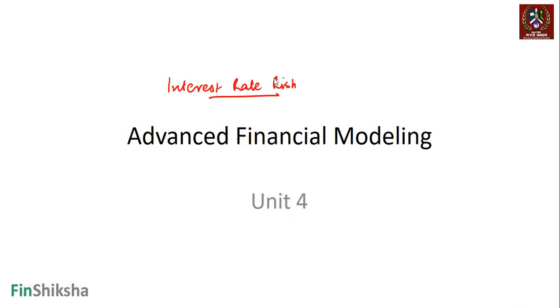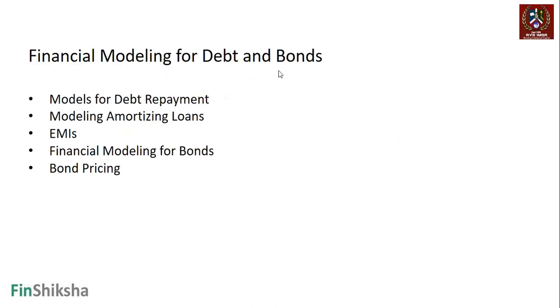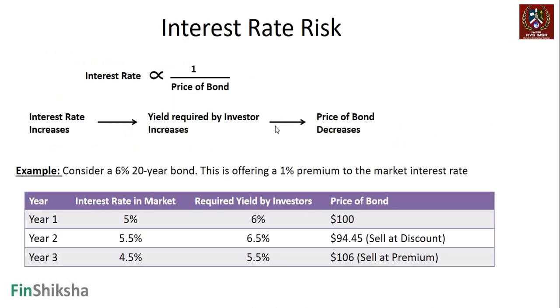If we recall our earlier discussions on interest rate risk, basically the interest rate for a particular bond is inversely proportional to the price of a bond. So interest rate is always inversely proportional to the price of a bond. If the price of a bond goes up, the yield goes down, and that's basically what the interest rate signifies to us, right?